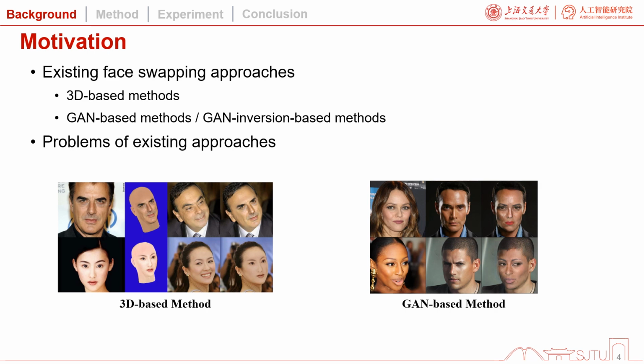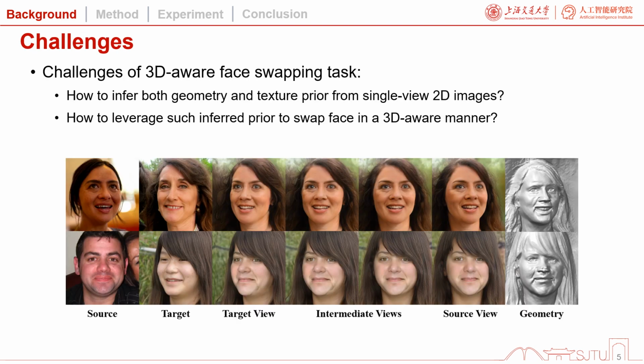In recent years, some researchers introduced the idea of GAN inversion into face swapping, utilizing the well-trained StyleGAN models to generate high-resolution swapped faces. But these methods suffer the same problem as GAN-based approaches. Motivated by this, we decide to perform a 3D-aware face swapping, exploiting the strong geometry and texture priors simultaneously for better performance. However, there still exist two main challenges. First, how to infer both geometry and texture prior from single-view 2D images. Second, how to leverage such inferred prior to swap faces in a 3D-aware manner.